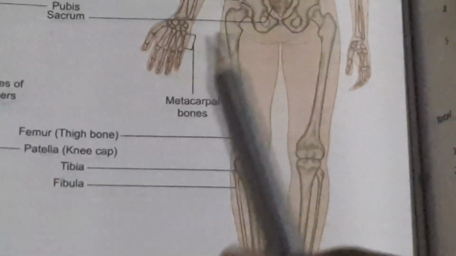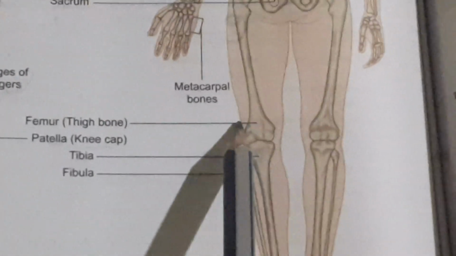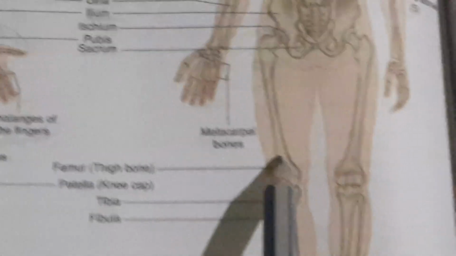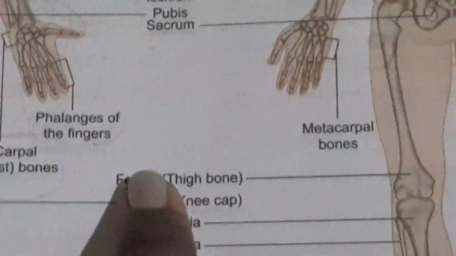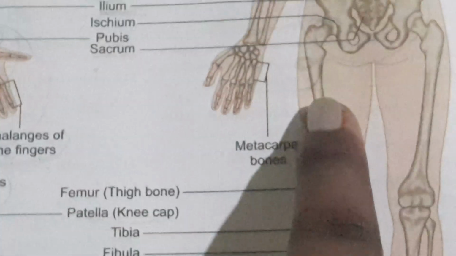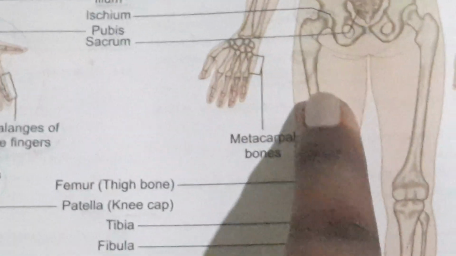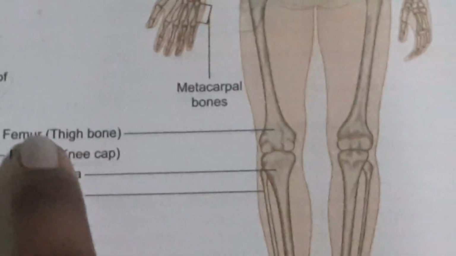Let's look at the leg part. Okay, we haven't read about it. The longest and the strongest bone, the thigh bone, is known as femur. This is the longest and the strongest bone, known as femur.